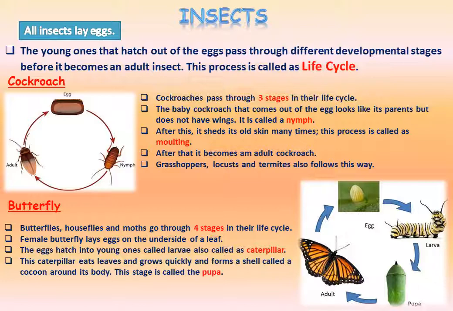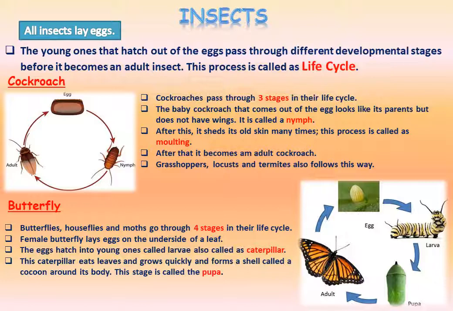Let's see the life cycle of a cockroach. For a cockroach, there are three different stages. First one, the egg. From the egg, the baby insect will hatch out. The stage in which a cockroach is a small baby is called a nymph, N-Y-M-P-H. Let's see the definition. The baby cockroach that comes out of the egg looks like its parents, but the difference is that it will not have wings, so that's called a nymph.